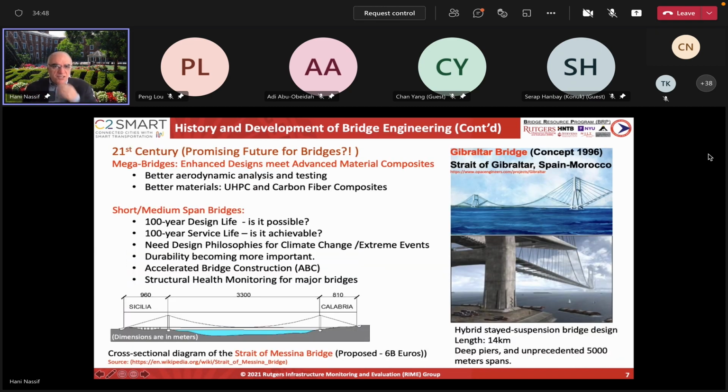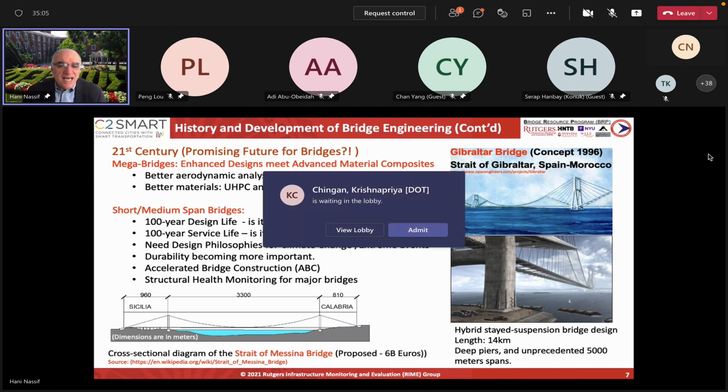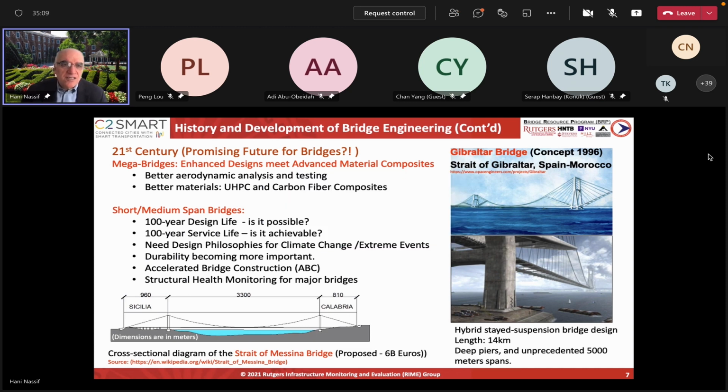So the question is, where are we going with bridge engineering? And what is the 21st century going to be? Are we going to have a leap? Given that we have produced a lot of advanced material composites and a lot of enhanced engineering designs, more computer designs and better aerodynamic analysis, we are trying to be daring.